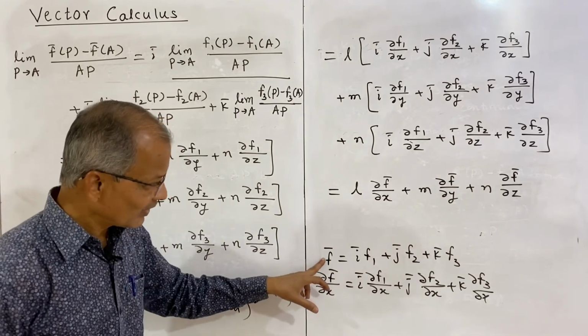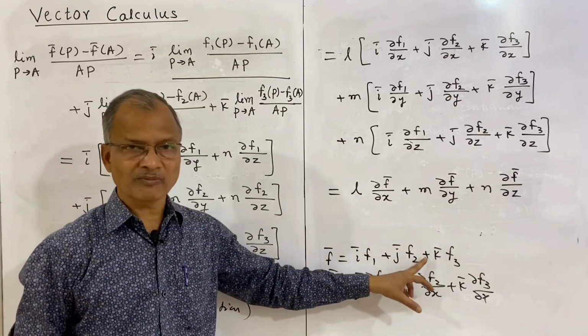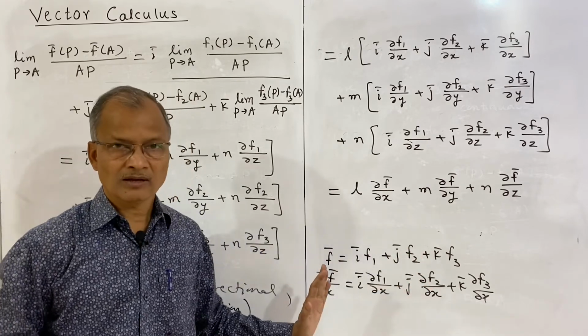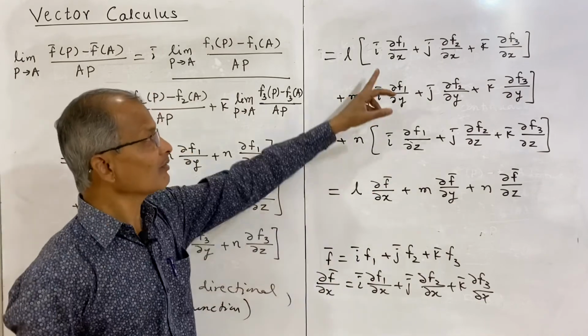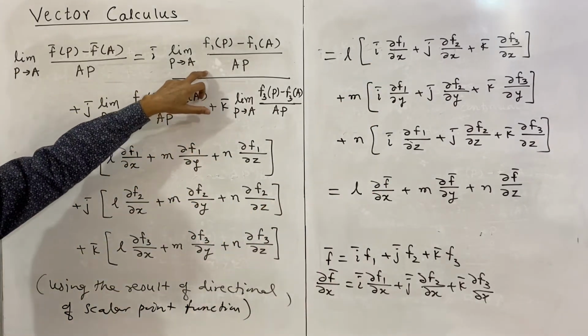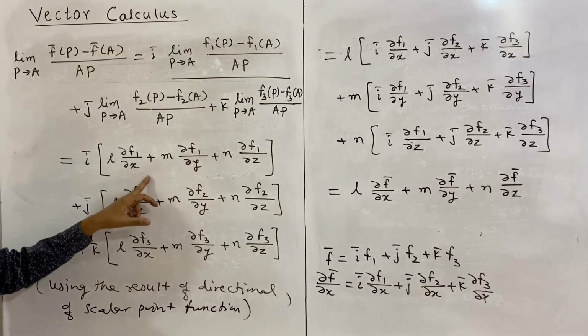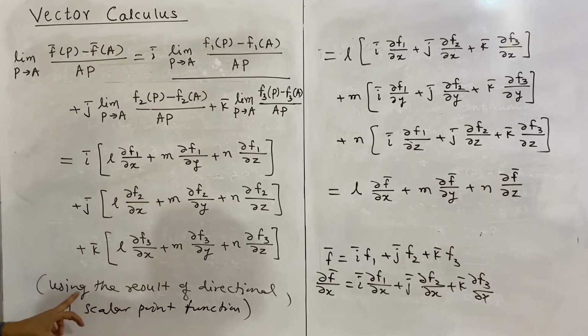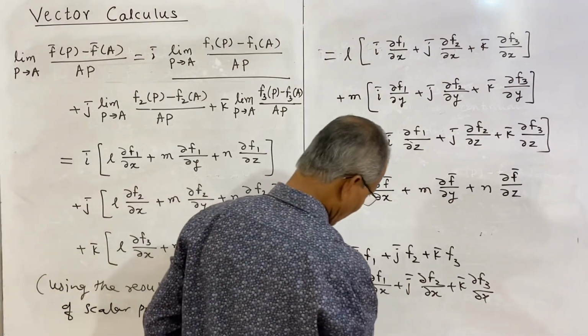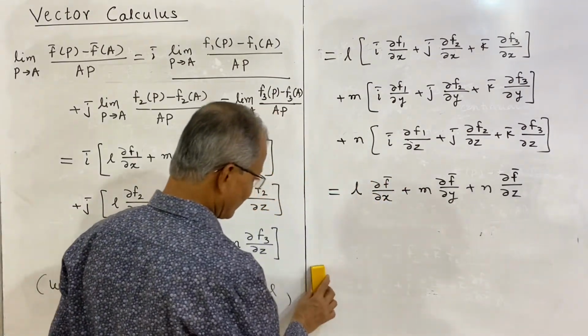So f bar we first wrote in the components of i, j, k, where f1, f2, f3 are scalar functions, and then we used the result for the directional derivative of scalar point functions, which we obtained earlier. So that we have written in bracket, and thus we have obtained the directional derivative of a vector point function.